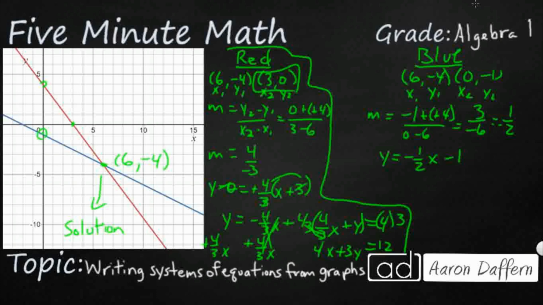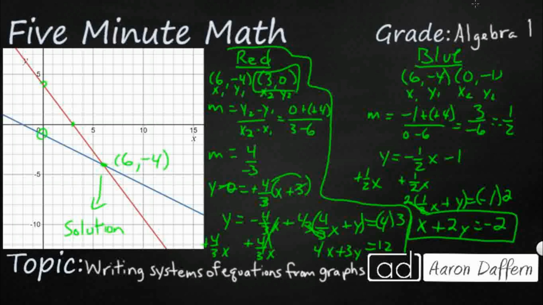How would I put that into my standard form? Well, I'd add 1/2 x to each side. So that's going to be 1/2 x plus y equals -1. Once again, we don't like to have coefficients with fractions, so let's just multiply both sides by 2. That's x plus 2y equals -2. And that's how we would solve. And if we wanted to put this point into both equations, it would be a true statement.